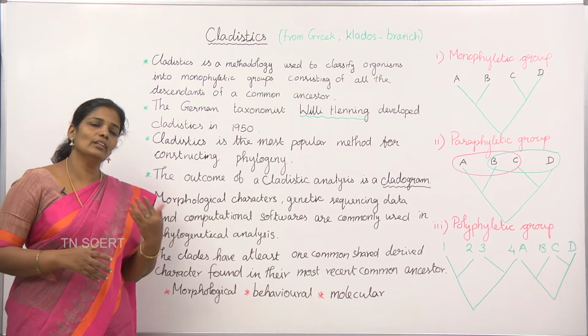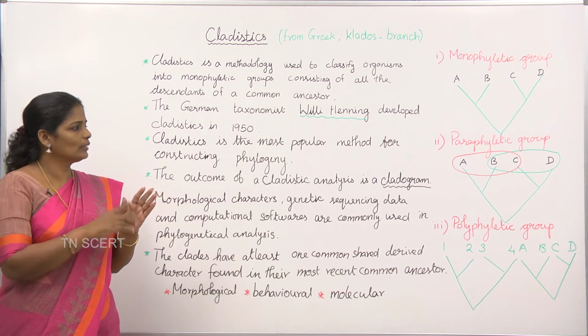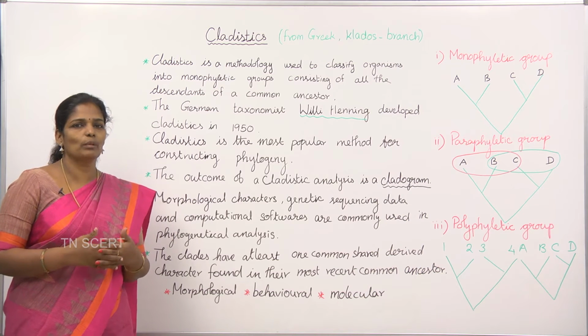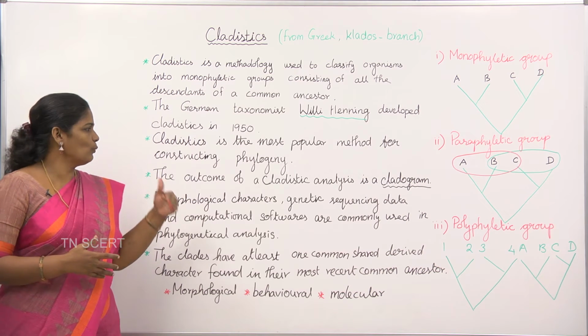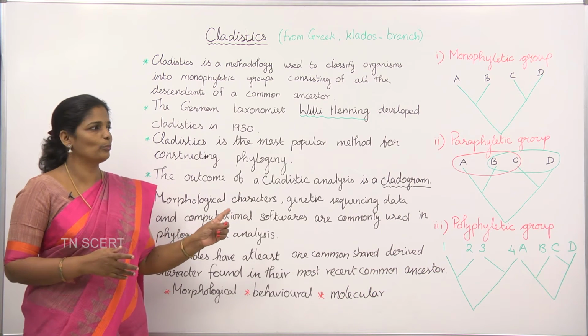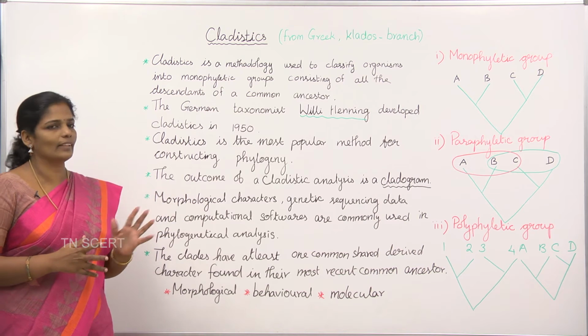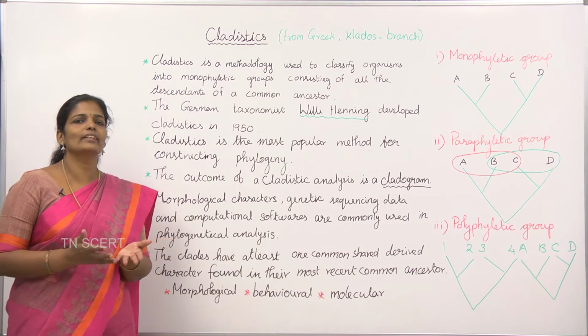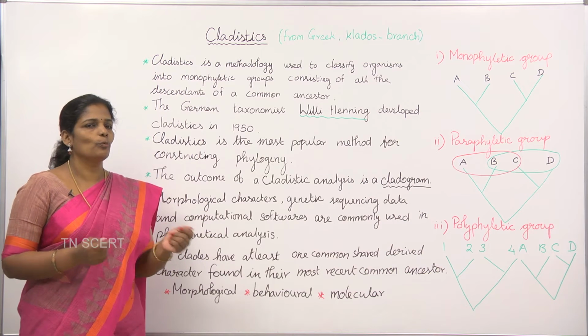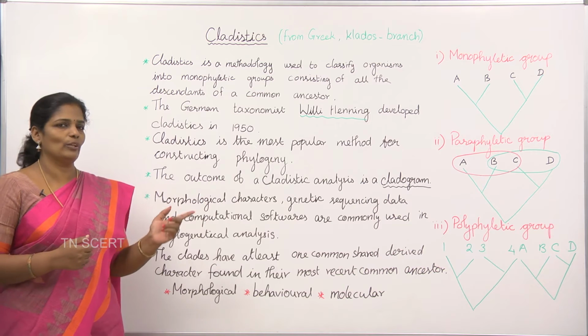And you know that in earlier days they constructed the phylogeny or the cladogram utilizing only the morphological data, and the outcome of a cladistic analysis is called a cladogram. So, what do you know about a cladogram? This is nothing but the outcome of a cladistics analysis. A cladogram is a tree-shaped diagram which is used to predict phylogeny.